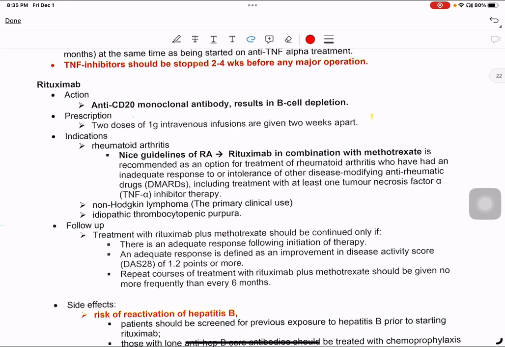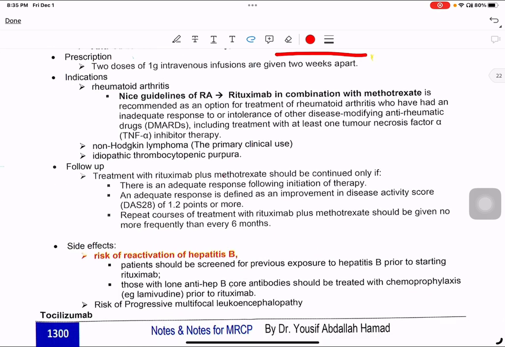Rituximab is an anti-CD20 monoclonal antibody that results in B cell depletion. So it is indicated in advanced rheumatoid arthritis. NICE recommends rituximab to be administered in combination with methotrexate. A patient with rheumatoid arthritis who has persistent lymphadenopathy may be complicated by development of non-Hodgkin lymphoma or ITP. So that should be followed and monitored.